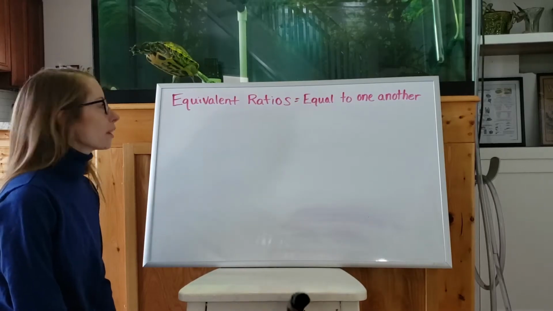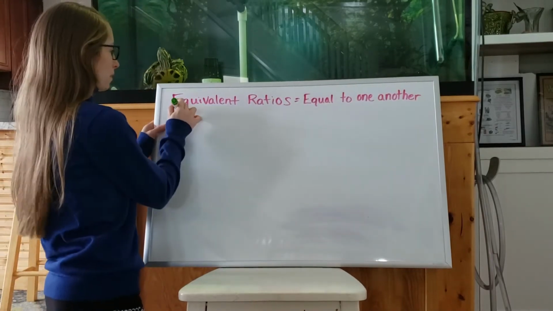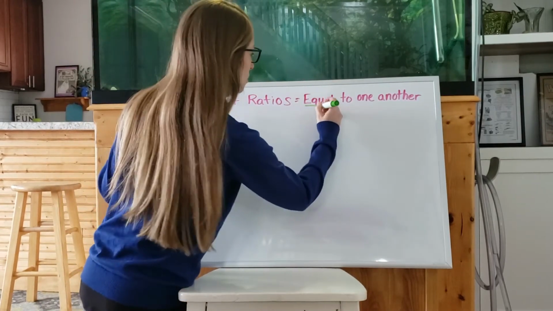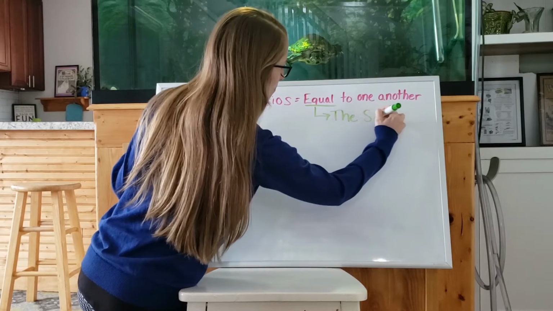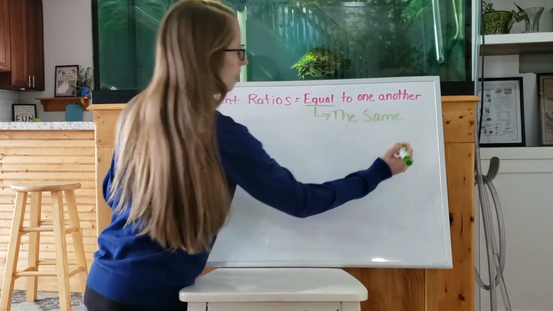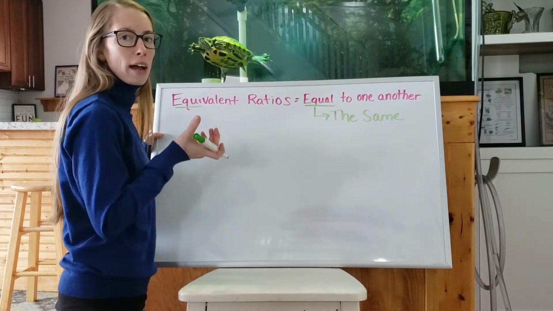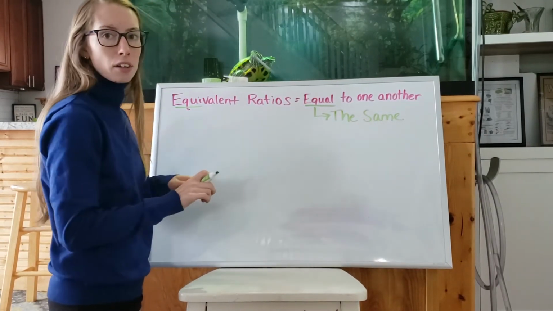Next, I'm going to go over equivalent ratios. Now, equivalent ratios are simply ratios that are equal to one another. Remember, when you see that word equal, it always means the same. In other words, any equivalent ratio I have, the total value of those numbers is always going to be the same. Let's take a look at some examples.